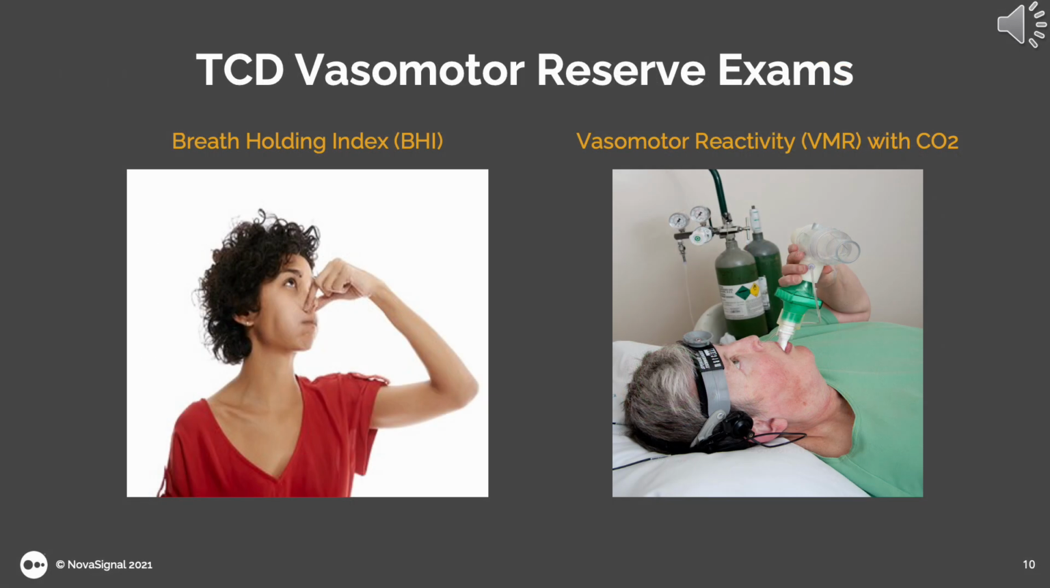Now that we know our general terminology and how CO2 affects cerebral blood flow, we can talk about the different TCD exams that are used to assess vasomotor reserve. The two most popular exams with TCD are breath holding index, or BHI, and vasomotor reactivity with administered CO2, or VMR.